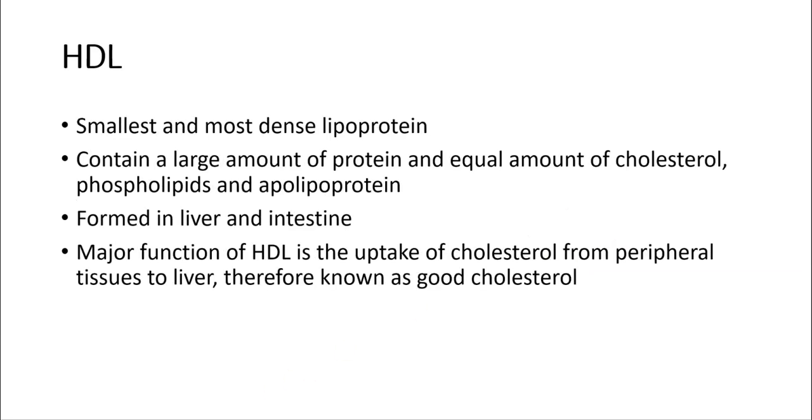Then the final lipoprotein, our HDL. It is the smallest and most dense lipoprotein that contains a large amount of protein and equal amounts of cholesterol, phospholipid and apolipoprotein. It is formed in the liver and intestine. The major function of HDL is the uptake of cholesterol from peripheral tissues to the liver. That's why it is known as good cholesterol. So LDL is known as bad cholesterol, HDL is known as good cholesterol. Why is HDL known as good cholesterol? Its main function is the uptake of cholesterol, transporting cholesterol from peripheral tissues to the liver.